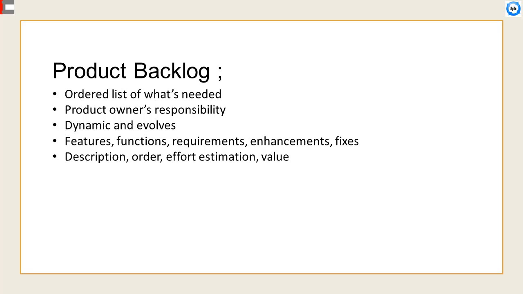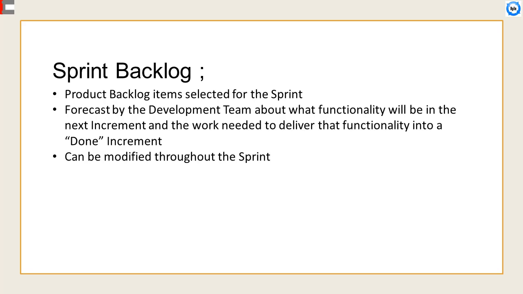The product backlog lists all features, functions, requirements, enhancements, and fixes that constitute the changes to be made to the product in future releases. Product backlog items have the attributes of a description, order, estimate, and value. The sprint backlog is the set of product backlog items selected for the sprint, plus a plan for delivering the product increment and realizing the sprint goal. The sprint backlog is a forecast by the development team about what functionality will be in the next increment and the work needed to deliver that functionality into a done increment.